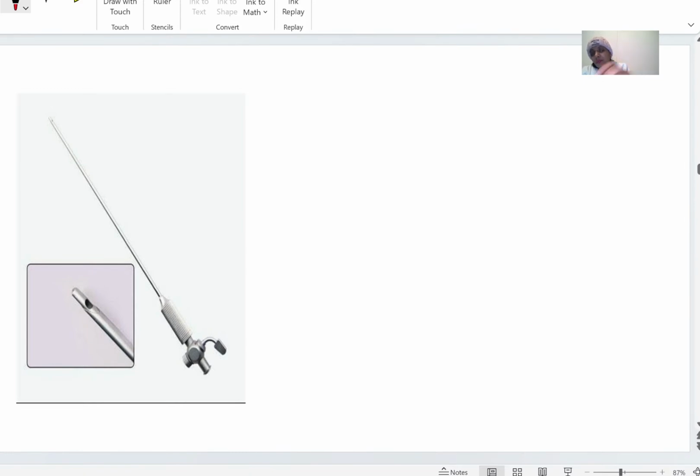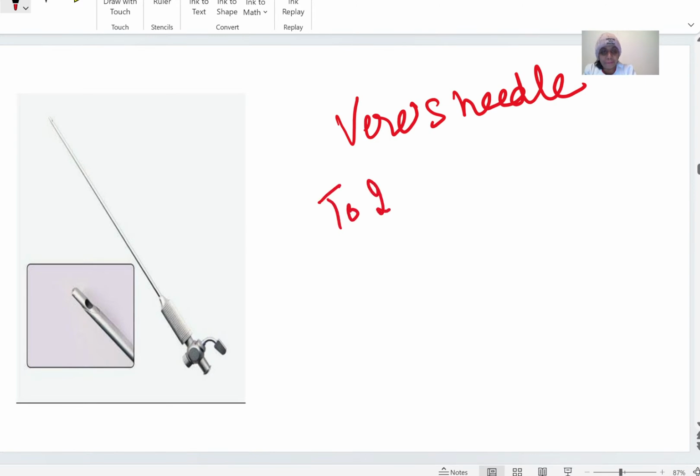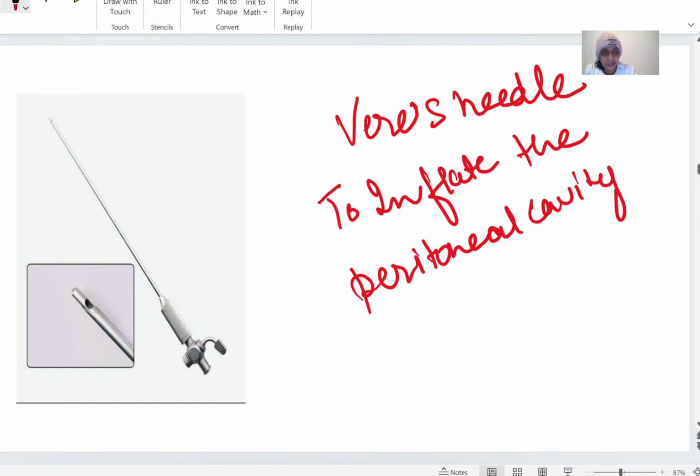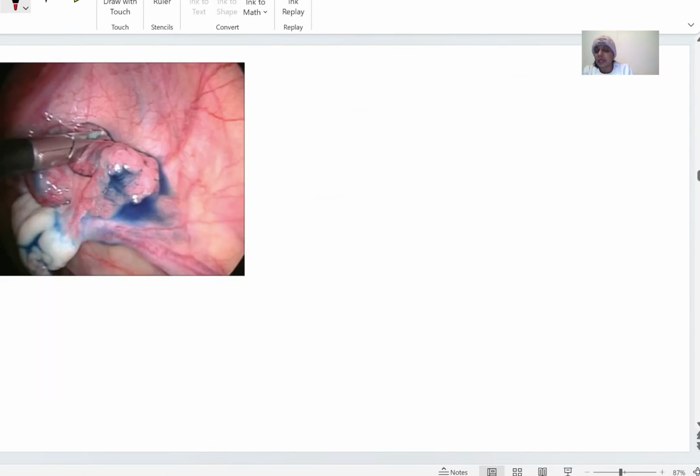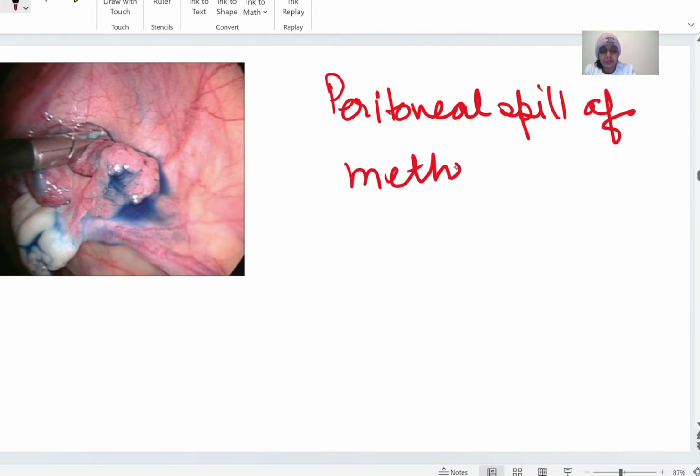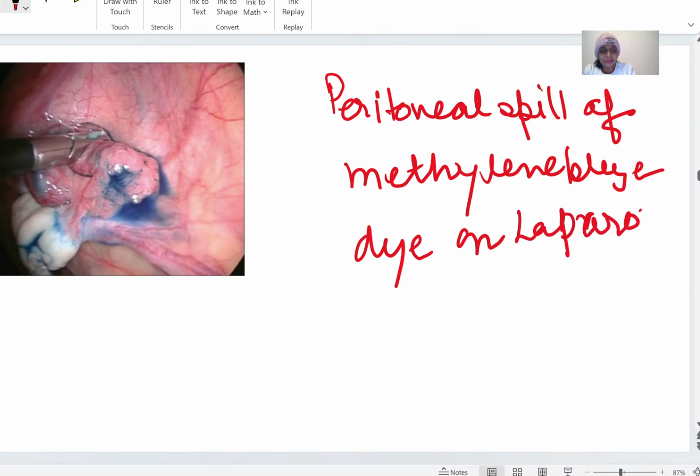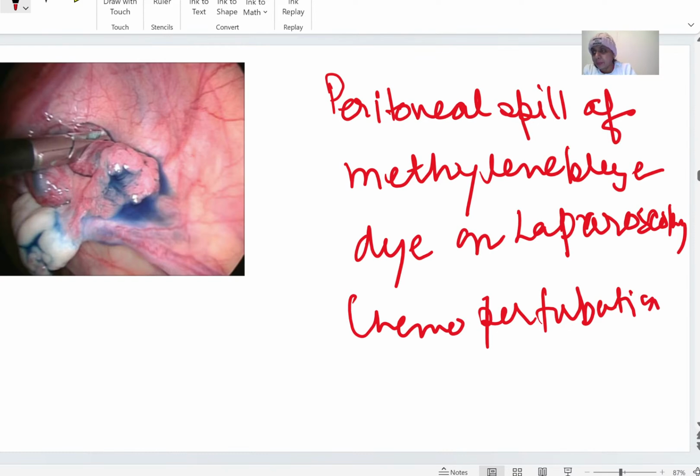What is this? Veress needle. What is the function of the Veress needle? To inflate the peritoneal cavity with carbon dioxide. Okay. What is this? This is the peritoneal spill of methylene blue dye on laparoscopy, chromopertubation. Very good. So does it indicate tubes are patent or blocked? Tubes are patent. Very good.